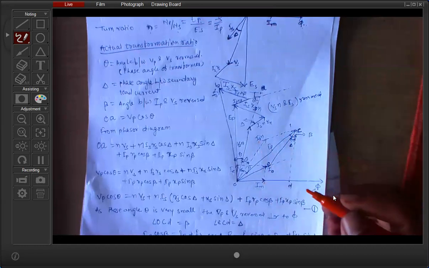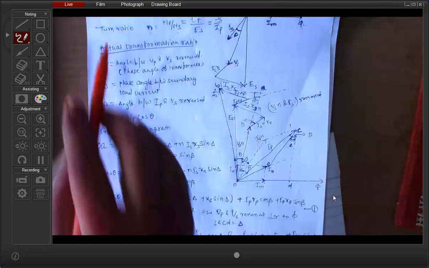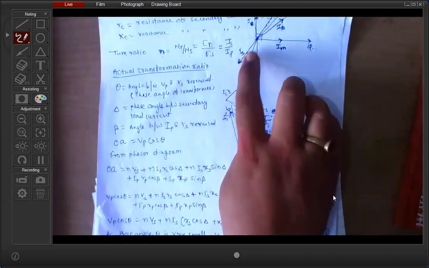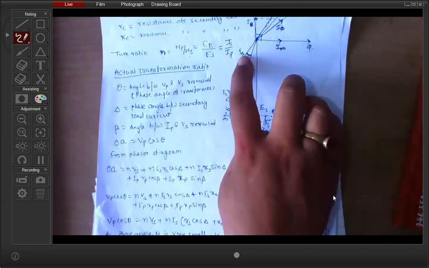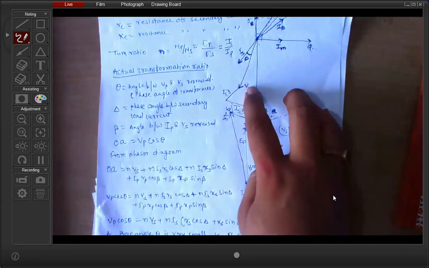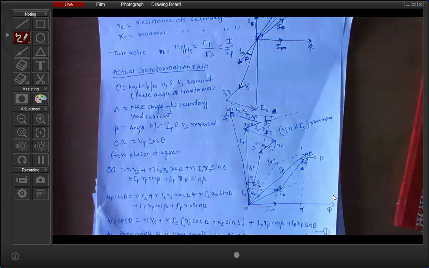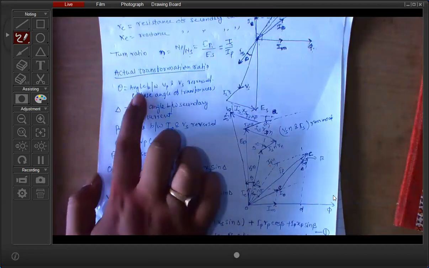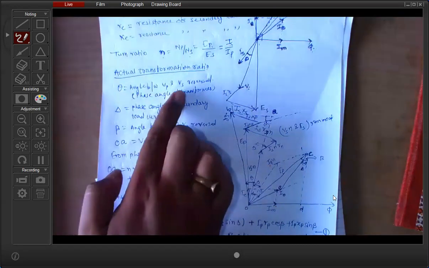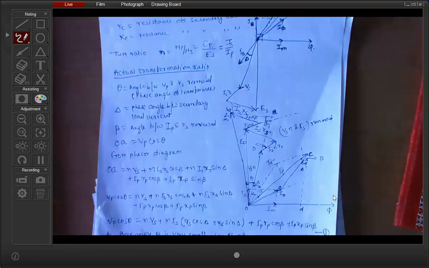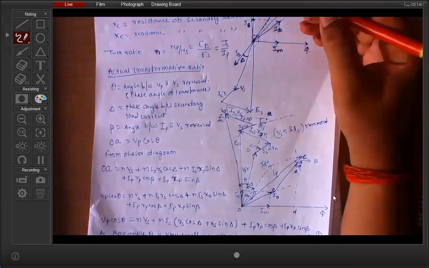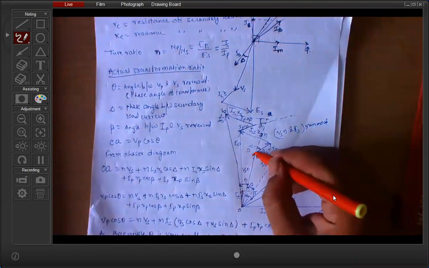And we have defined some angles. First angle is called phase angle. So phase angle is the angle, the phase angle difference between the secondary winding current and secondary winding voltage. And second angle I have defined theta. Theta is the angle between Vp and Bs reverse. So now we have to reverse the Bs so that we can compare.